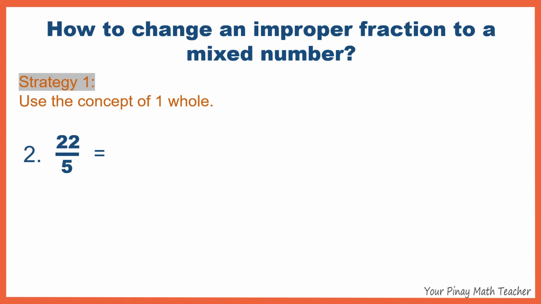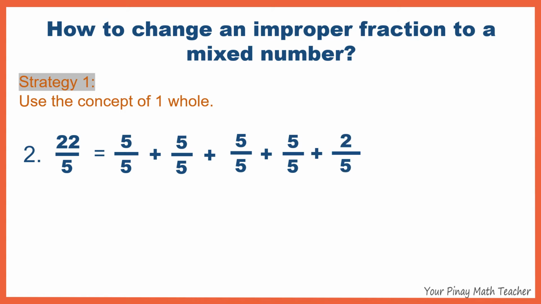Example 2. 22/5. This implies that there are 22 1/5. However, how many 5/5 are there in 22/5? Is there only one 5/5? Are there 2 or 3 or 4 5/5? Yes, there are 4 5/5. So we have 5/5 plus 5/5 plus 5/5 plus 5/5, which gives us 20/5. And we only need 2/5 to get 22/5.